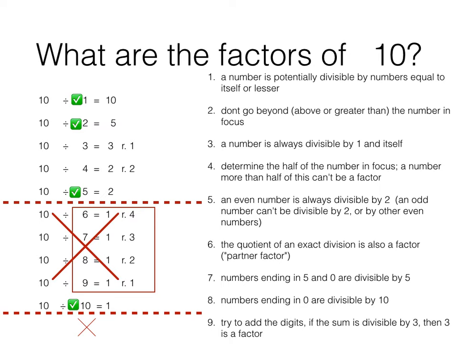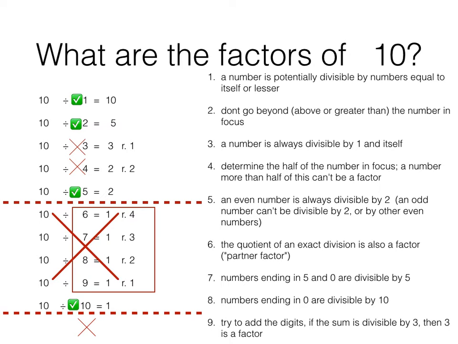So that leaves us with the numbers 3 and 4 to determine kung factor sila ng 10. And we will see that dividing 10 by 3 or 4 results in a quotient with a remainder. So, hindi sila considered as factors of 10.